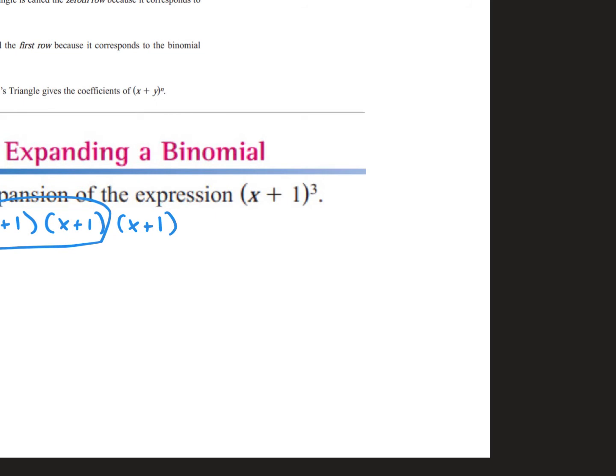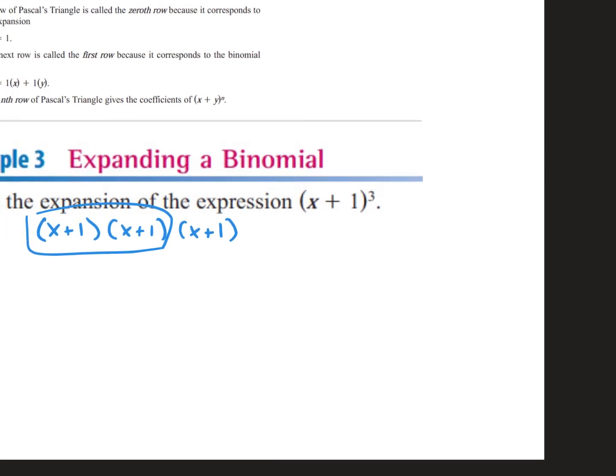So we start our expansion by looking at our exponent. So we have the third power. So we're looking at the third row of Pascal's triangle. So our coefficients are 1, 3, 3, and 1. So we're looking at the third row because it's x plus 1 cubed.